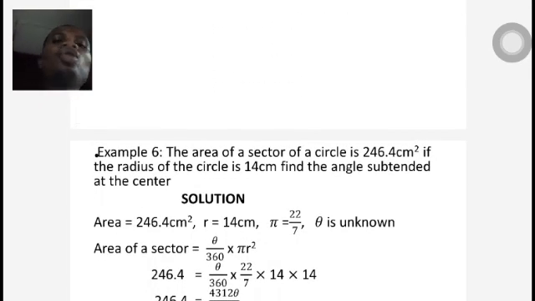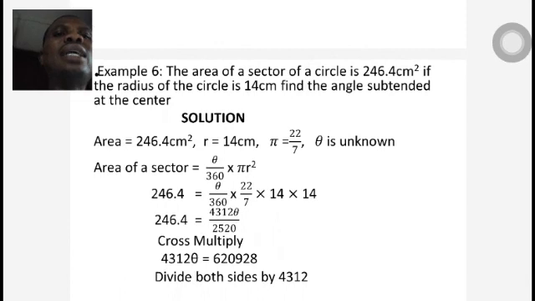Now, we are going to look at example 6, the last example for today. It says that the area of a sector of a circle is 246.4 centimeters squared. If the radius of the circle is 14 centimeters, find the angle subtended at the center of the circle. Now, in this question, you are given the area 246.4 centimeters squared. You are given radius 14 centimeters and pi is equal to 22/7. So what is not known to us here now is the angle theta.